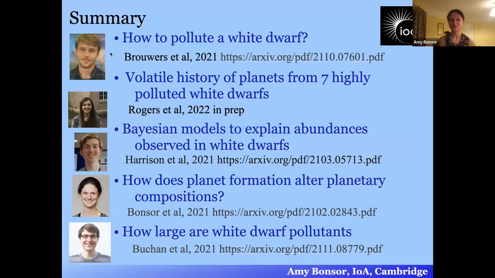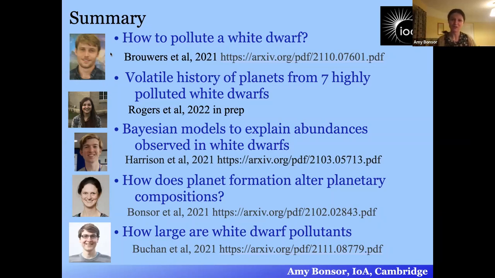Okay, so I'm going to finish my whistle stop tour there with a brief summary, but hopefully I've told you some exciting things that you would like to learn more about. So I started out by telling you about Mark Brow's work on how to pollute a white dwarf, and in particular that we need to have collisions, and collisions of fragments could be induced by planets or by GR, general relativistic precession, and that those are crucial in the process of getting an asteroid onto a white dwarf.